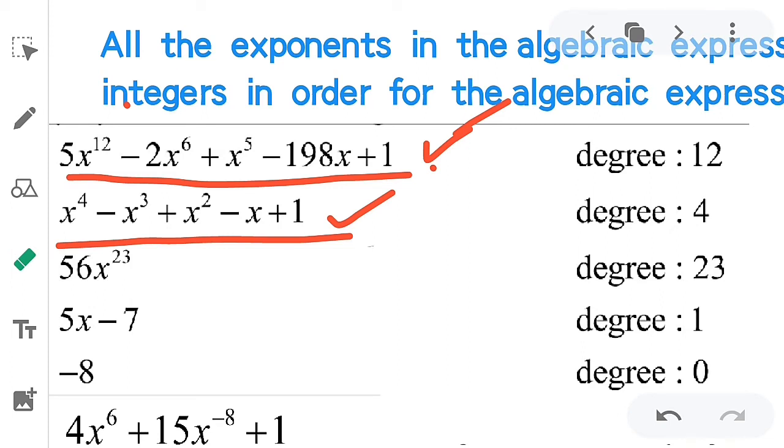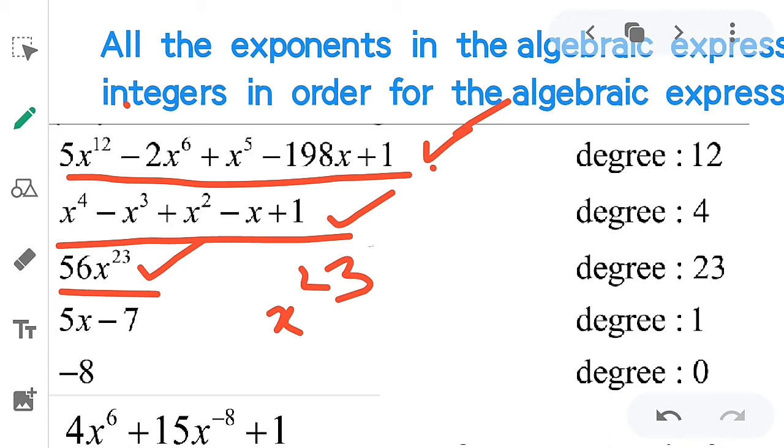Let us see the third one here, 56x power 23. If it is having a single term also, we have to take it as a polynomial if the variable power is a non-negative integer. Here the variable is x and its power is what? 23, which is a non-negative integer. Hence we have to take this also as a polynomial.